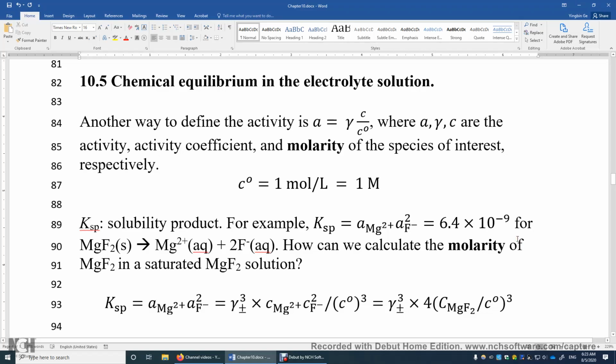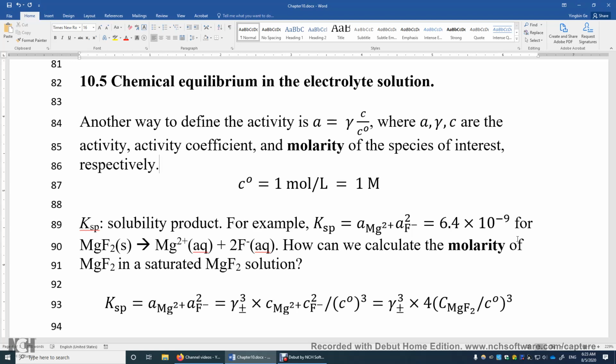Section 10.5, chemical equilibrium in the electrolyte solution. We'll do some calculations in this section. There's another way to define the activity. This activity is the activity coefficient times C over C naught. C is the molarity, C naught is just 1 molar. So this is often used as well.